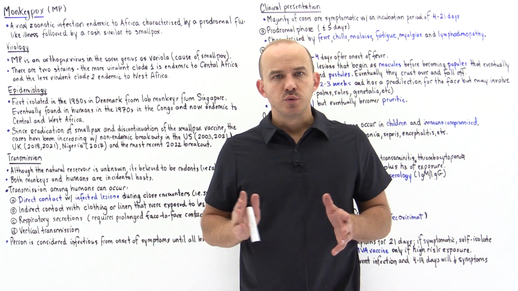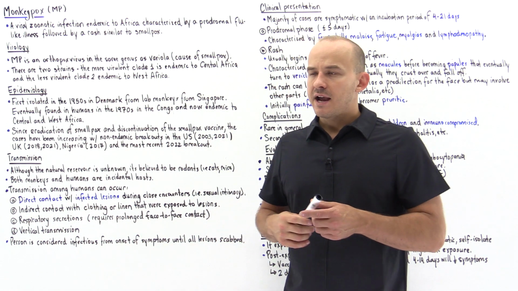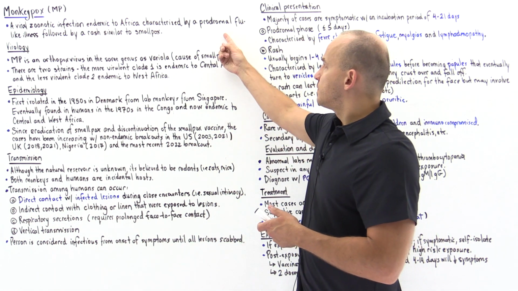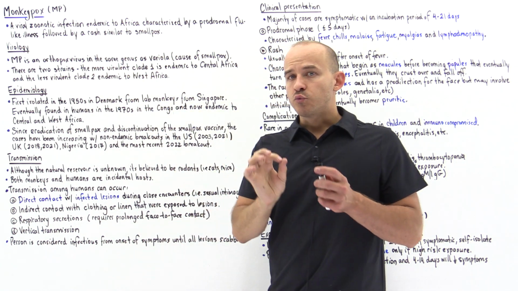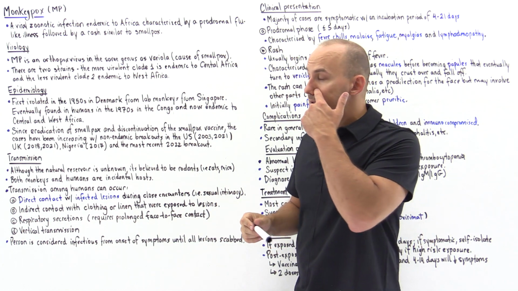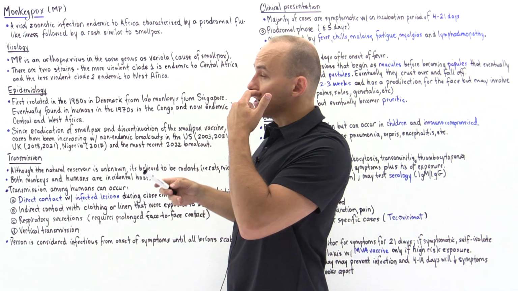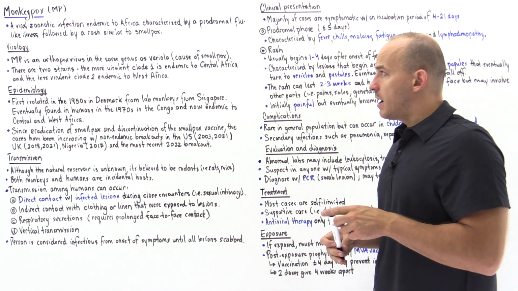Monkeypox is a viral zoonotic infection that is endemic to certain parts of Africa, and it's characterized by development of this flu-like illness followed by development of a rash. And this rash is similar to the rash that we see in smallpox. The only difference is smallpox used to be more lethal and more infectious compared to monkeypox.